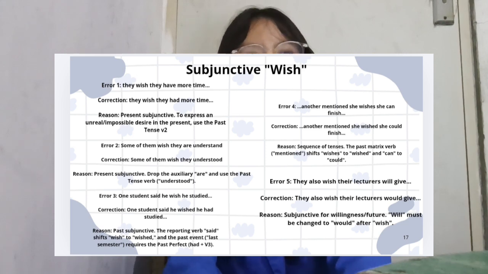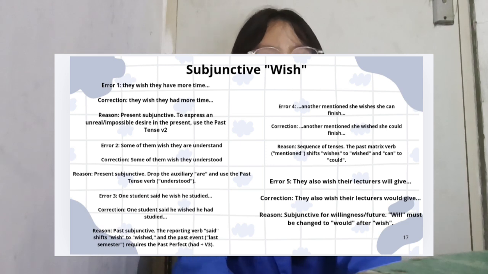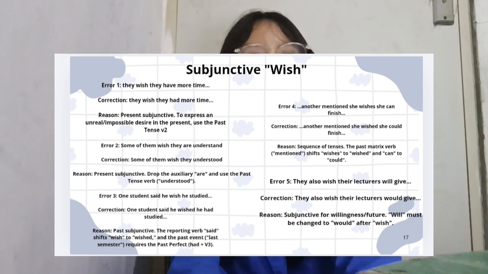Error 2: Some of them wish they are understand. Correction: Some of them wish they understood. Reason: Present subjunctive, drop the auxiliary 'are' and use the past tense verb 'understood'.